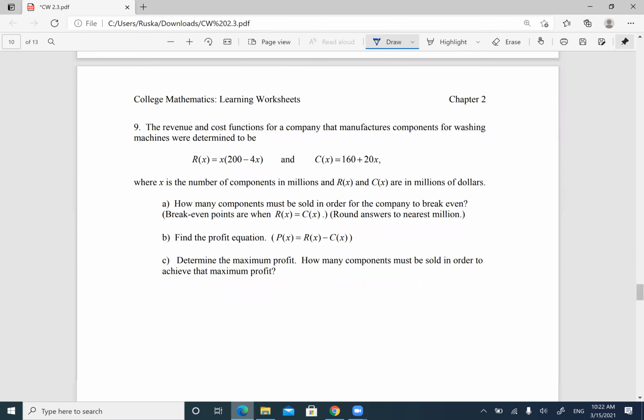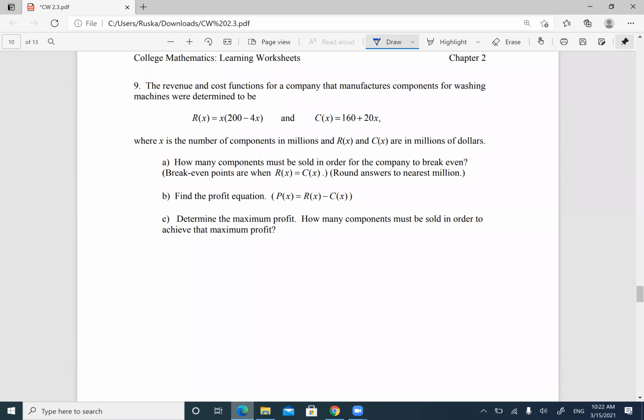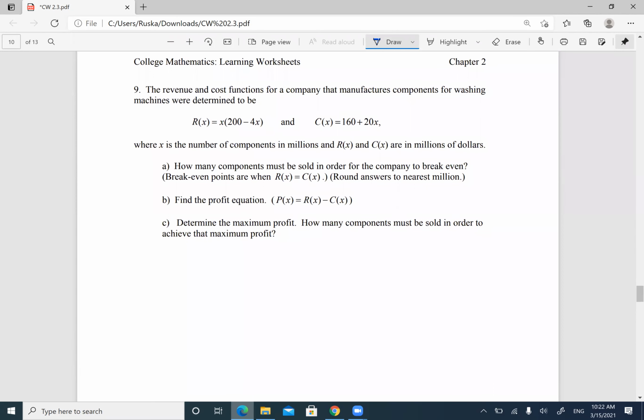Okay. So I'm going to do this one. So here we have the revenue and the cost functions given. So I have revenue as the first one, C is the cost function. And we're talking about manufacturing components for washing machines. So these are the revenue and the cost functions. X is the number of components in millions. That's important. And the revenue and the cost function are in millions of dollars. Okay, so everything is in millions.